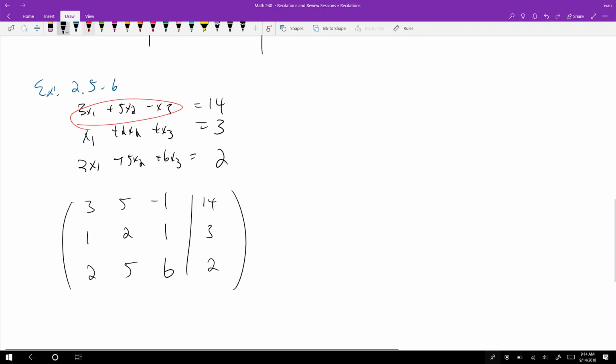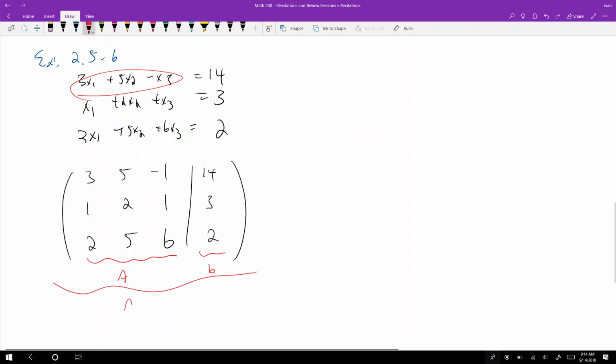Okay. And so what is all of this? Well, this is what I call the matrix A, right? This part. That's going to be the matrix of coefficients. I always call that A. Here is B. All right, that's the vector on the other side of the equal sign. And this entire thing is going to be my augmented matrix A.